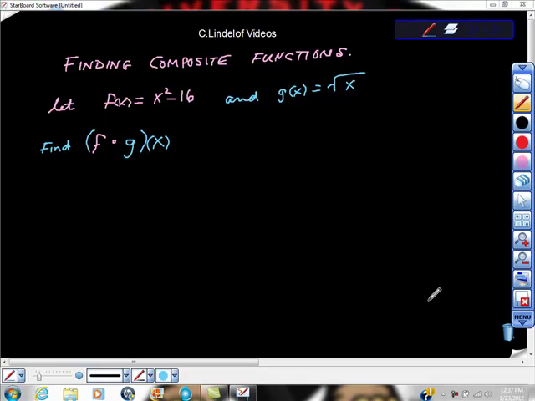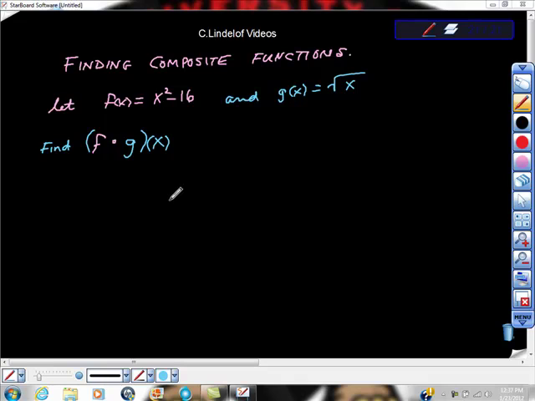Okay. Finding composite functions. This is a skill that we learn in algebra. We learn it in pre-calculus without knowing that it applies so much to calculus that I think if students were aware of how much they're going to use it in calculus, they'd really spend a lot more time on it. So let's take a really quick look at this.